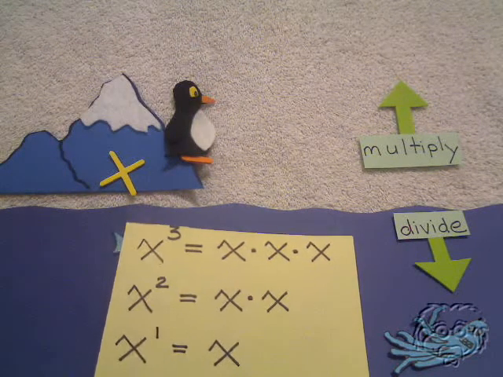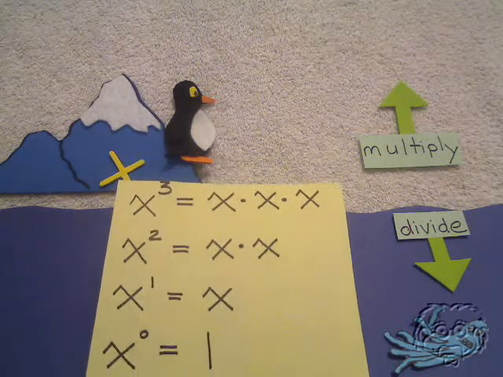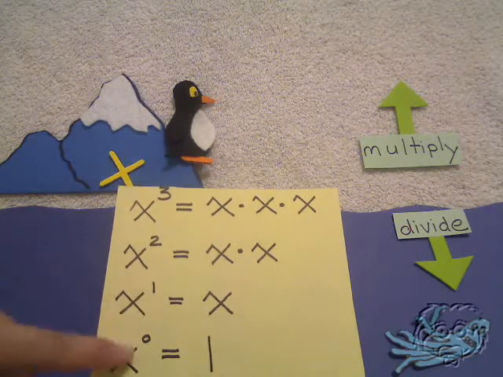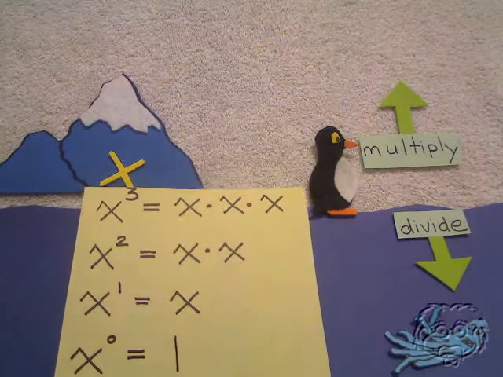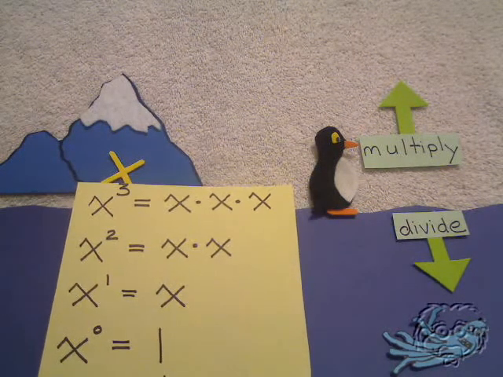Well, he could divide this by x at least one more time. x divided by x is just 1. So that would be x to the 0 power, because again, we're decreasing the exponent by 1. So Danny made it down to the ocean, but he wanted to be in the ocean. So he needed to divide by x again.